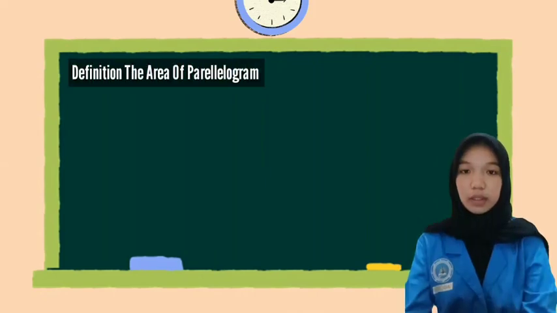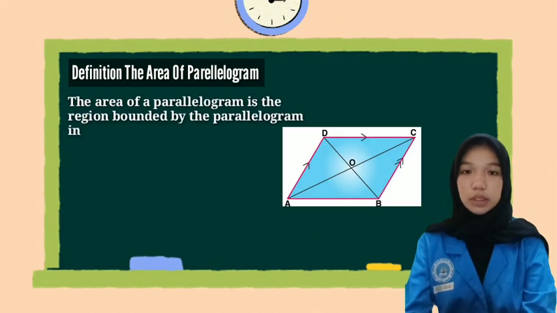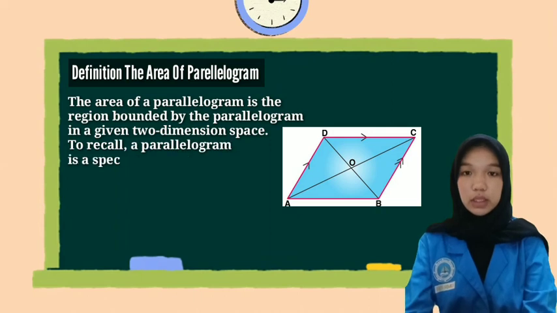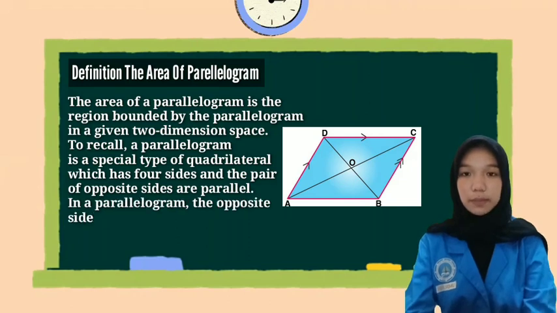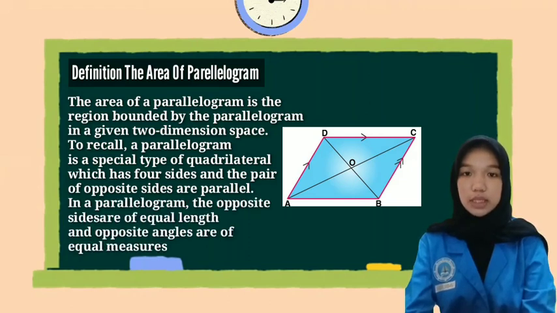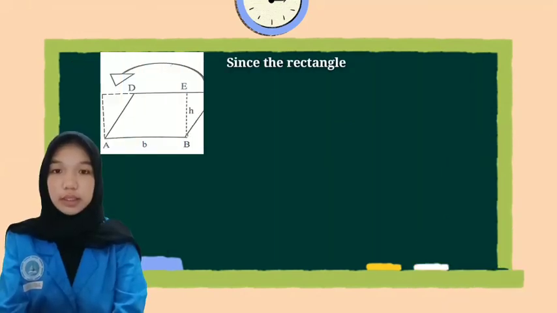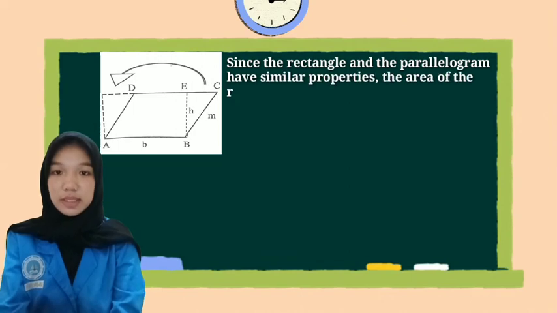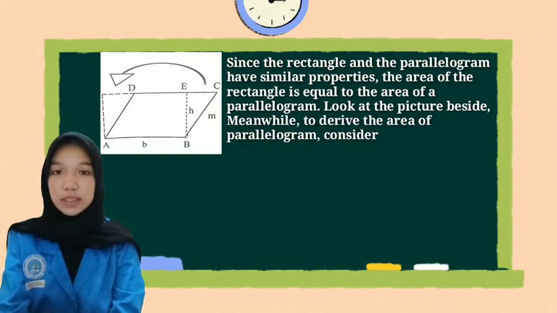Definition: the area of a parallelogram. The area of a parallelogram is the region bounded by the parallelogram in a given two-dimensional space. To recall, a parallelogram is a special type of quadrilateral which has four sides, and the pairs of opposite sides are parallel. In a parallelogram, the opposite sides are of equal length and opposite angles are of equal measure. Since the rectangle and the parallelogram have similar properties, the area of the rectangle is equal to the area of the parallelogram. Look at the picture beside.